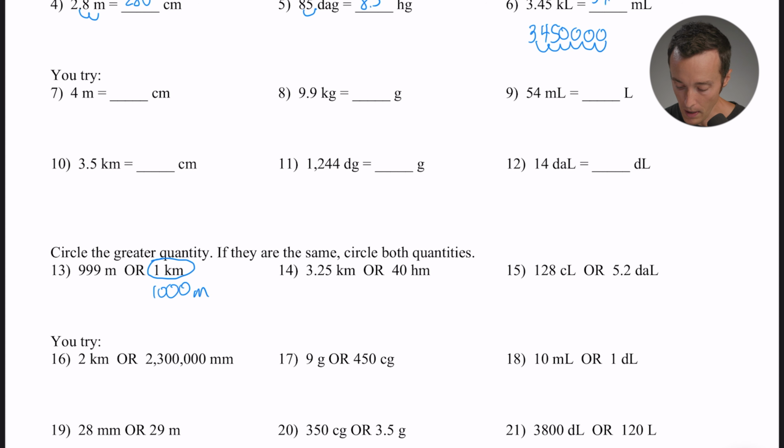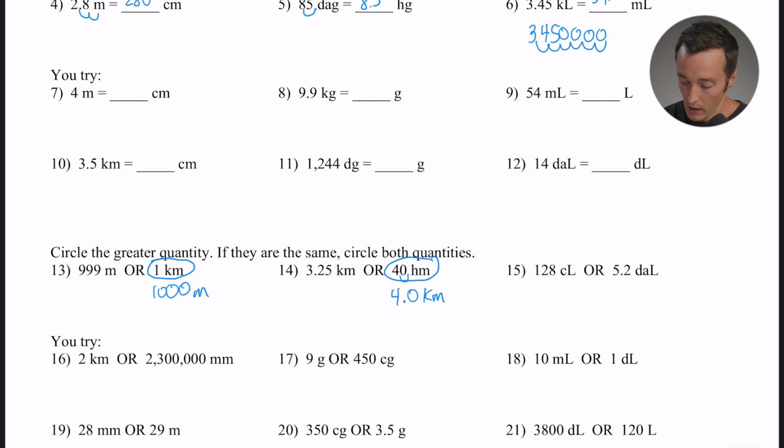Okay, what about number 14? 3.25 kilometers or 40 hectometers. Okay, so I'm going to convert the 40 hectometers to kilometers, and all I'd have to do is move that decimal one place to the left. So that would become 4.0 kilometers. And now it's pretty easy to tell which one is bigger. The 40 hectometers is bigger because if you converted it, it would be 4 kilometers.